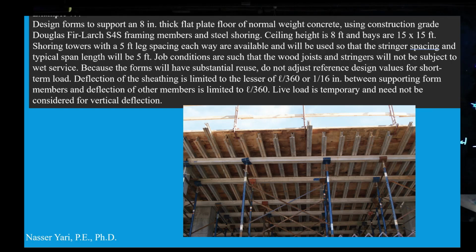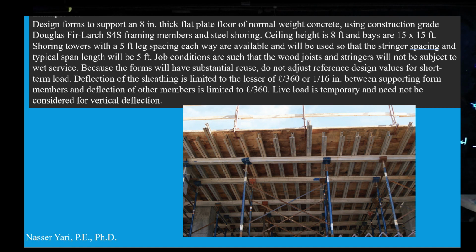We're going to go ahead and design a form to support 8-inch thick floor slabs. Let me just review the problem quickly. We're going to use the material that we have: Douglas Fir large framing members, with steel shoring as the support underneath the stringer. The stringers are supported by the joists, then we have the plywood on top, and then the concrete on top of it.